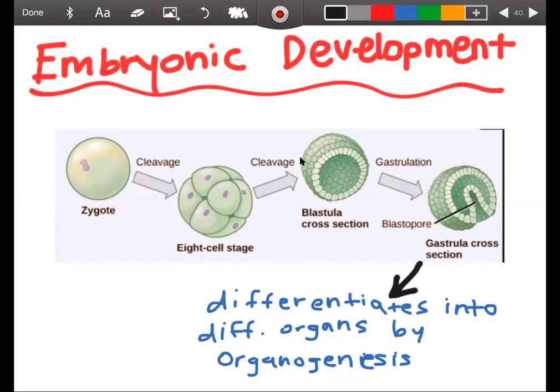When you are developing, when your cells are first fertilized, they don't know exactly what they're going to be. They could be neurons, like brain cells. They could be skin cells. They could be cells of your heart, your cardiac cells. So before they can differentiate, they need to become a gastrula, and they need to then differentiate by organogenesis.